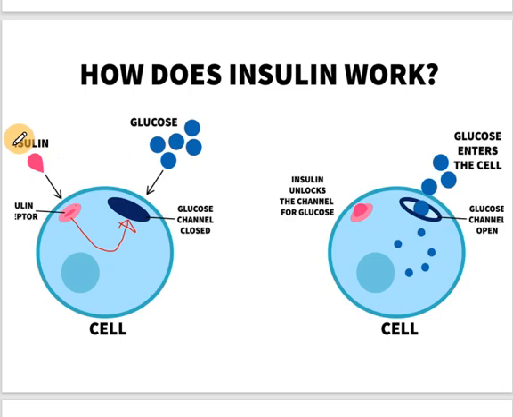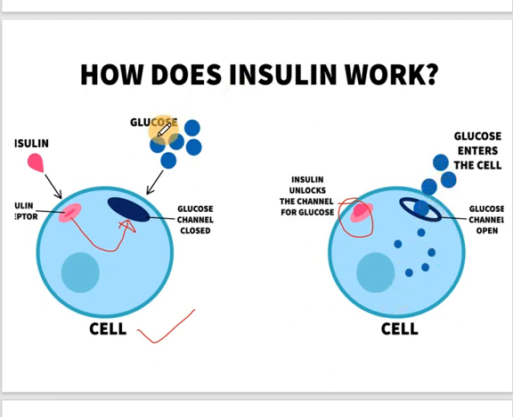So when insulin binds the receptors on the surface, signals are sent to the transporters to open so that the glucose can enter. So here is the initial step. When the insulin binds the receptors, that's where the channel opens and all the glucose will enter the cell.